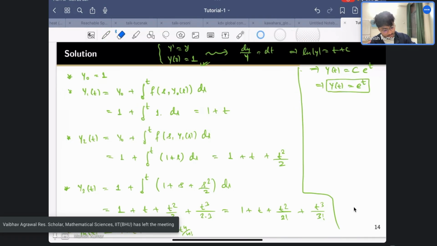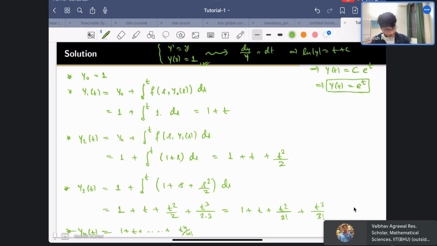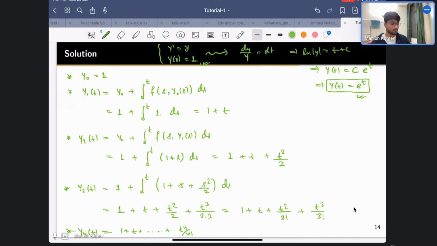Right? And this iteration confirms that this will be the solution. You can clearly see that it converges to the exponential function, which is the solution of this IVP. So this is why we are converging to the exponential, because of this fact. This solution is given by the exponential. Okay, so now let us proceed to this problem.